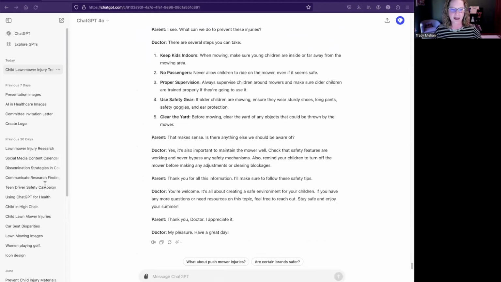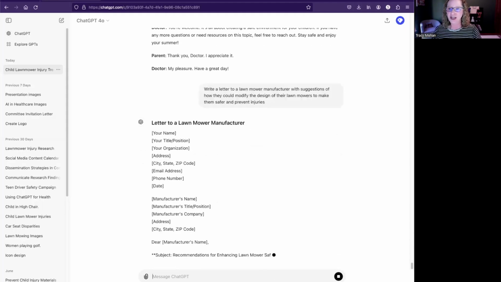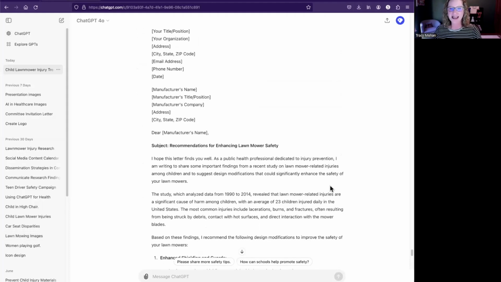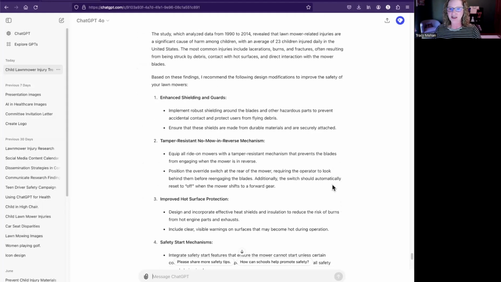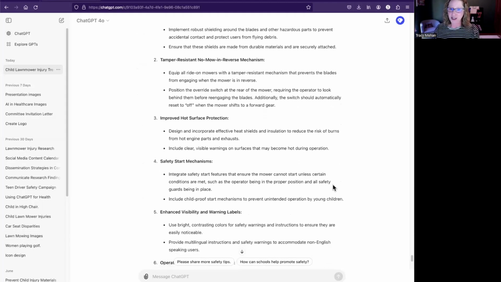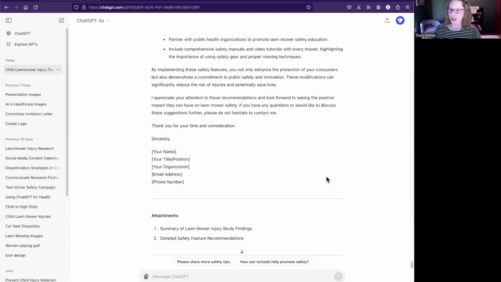And then I even went the next step and said, I'm just curious. One of the things the research paper talked about was changes that manufacturers can make. So I asked it to write a letter to a lawnmower manufacturer with suggestions of how they could modify the design of their lawnmowers to make them safer. And it even formats it in letter format for me. And it talks about the different things based on the research that it could do. And they're pretty good. It's a really good first start. Again, I would make the language my own. I would modify it a little bit, but it's a great way to get started.